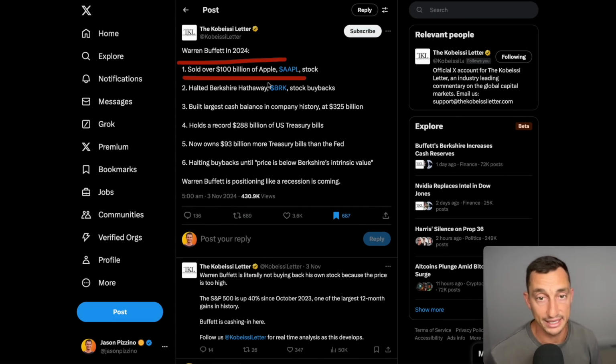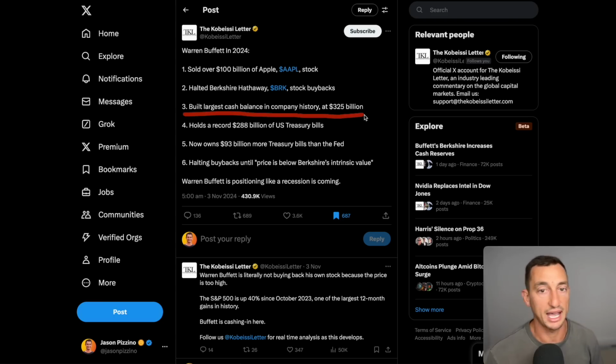Warren Buffett selling stock, selling Apple, halted his buybacks in his own company, built the largest cash base. Yes, the dollars are obviously going to be the largest. Not having to go KBC letter here, puts out some information, some reasonable stuff there. The point I'm trying to make here is it's always going to be the largest balance because there's the largest amount of money in circulation in history.